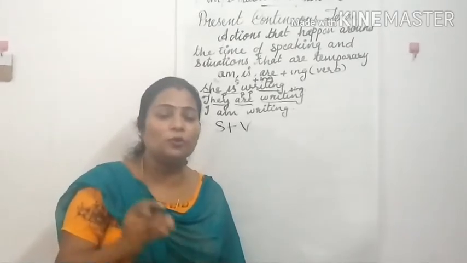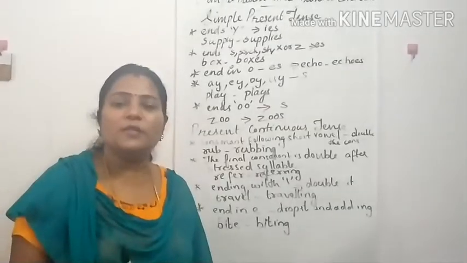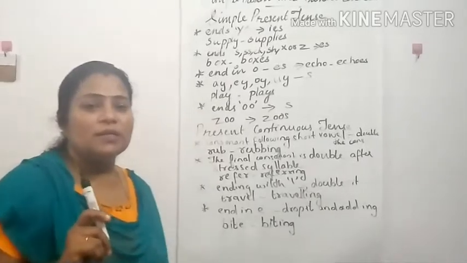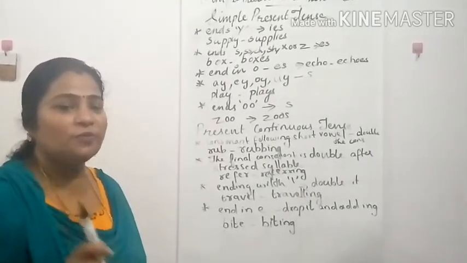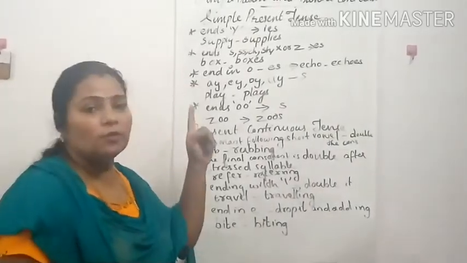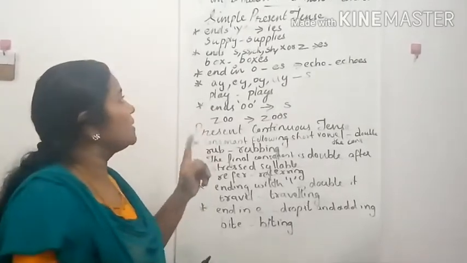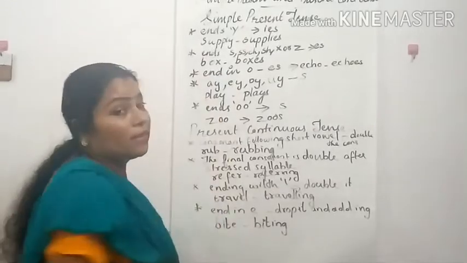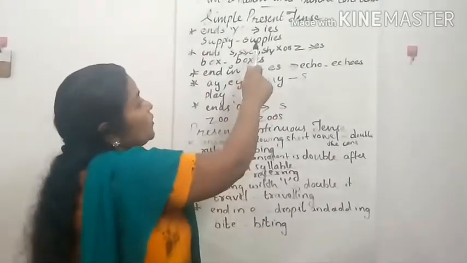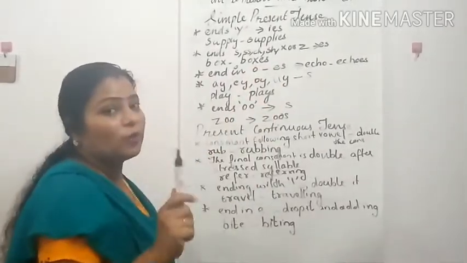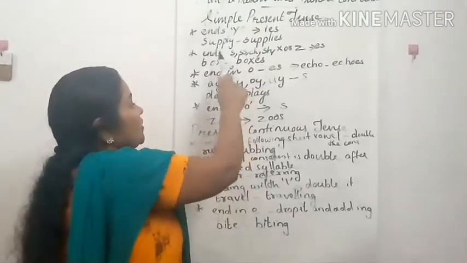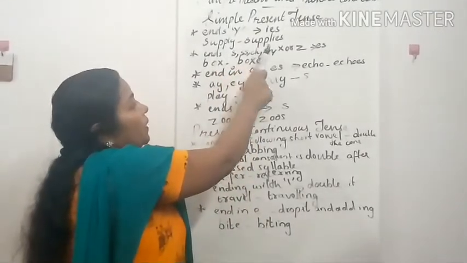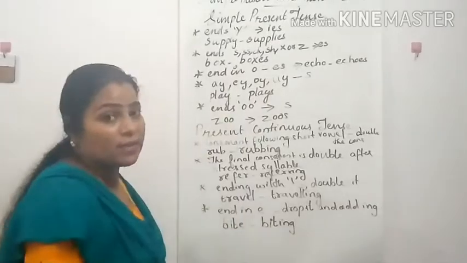I want all of you to look at the textbook. Next, we are going to see the change in spelling of the verbs. So first we'll go with the simple present tense. Verbs which end in y change to ies. That means you have to remove the y and add ies to it. Supply y, then change it and add ies to it.